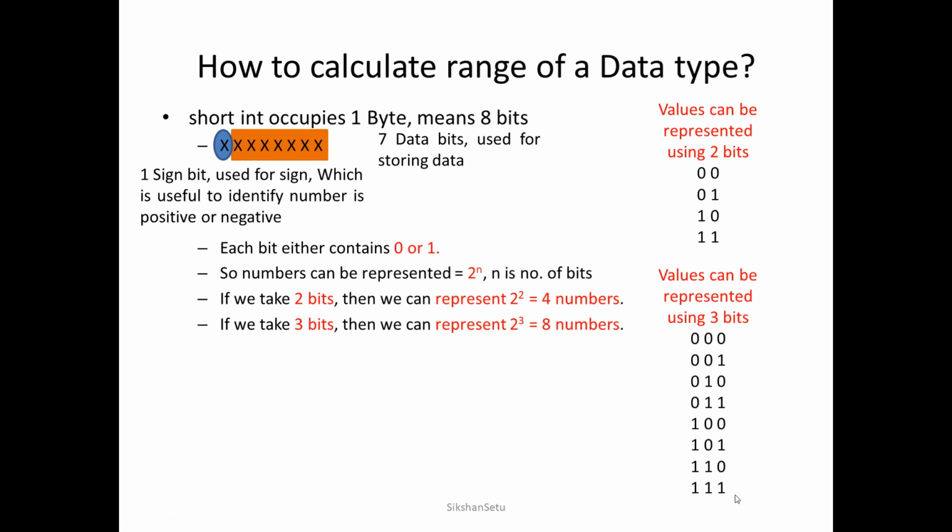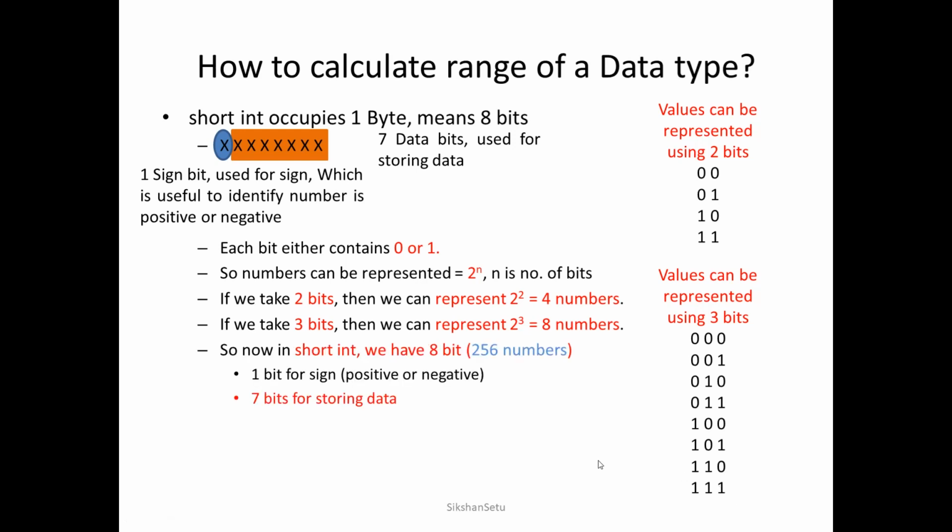So in our case, short integer occupies 8 bits. As per the rule of 2 raised to n, here bits are 8. So 2 raised to 8 means we can represent 256 distinct numbers. But out of 8 bits, 1 bit is used for sign and only 7 bits are used to store the data. So using 7 bits, we can represent 2 raised to 7 equals 128 numbers. So with 7 bits, a total of 128 numbers can be represented, starting from 0 to the number 128.